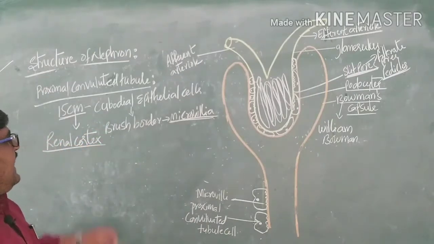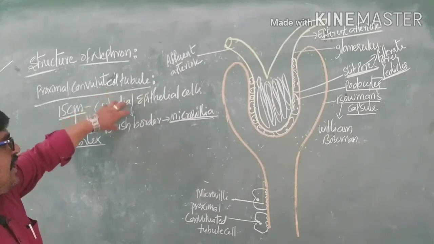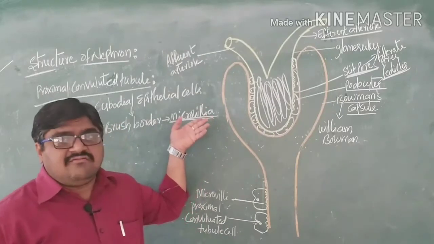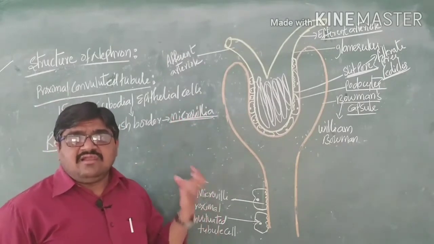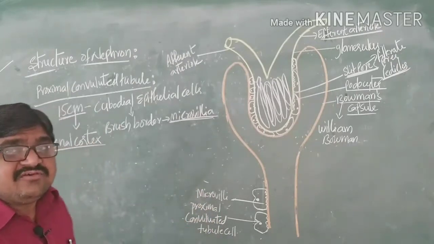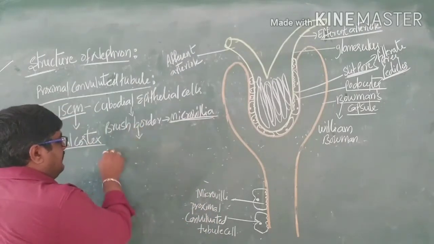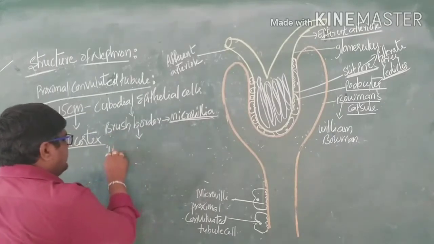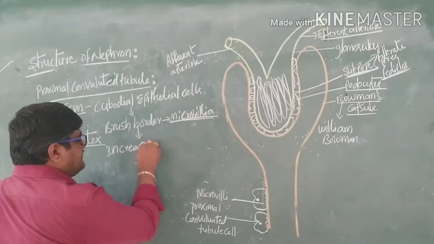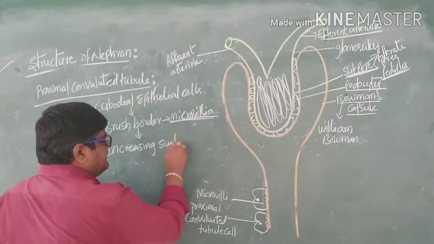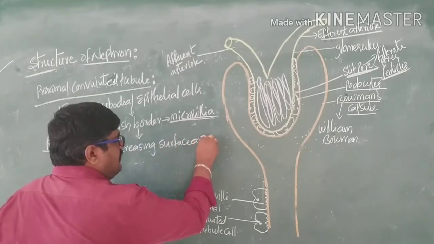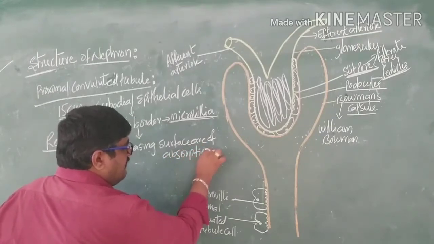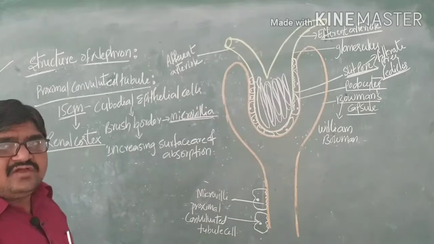It is made up of cuboidal epithelial cells with brush border like structures. These brush border structures consist of microvilli, which are helpful for increasing the surface area of absorption.